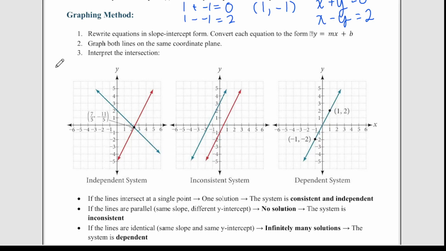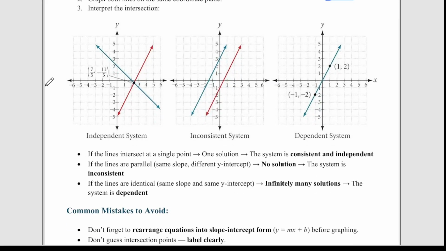And in particular, what you would want to do is rewrite both equations so that they are in slope-intercept form. So that's y equals mx plus b. That's probably the nicest form to look at any given set of linear equations in. Graph them both on the same coordinate plane, and then you're going to want to interpret the intersection. There's only physically three possible ways this intersection can work.